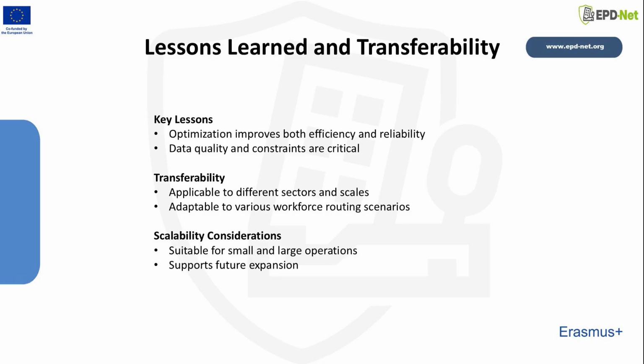One key takeaway is that routing optimization improves both efficiency and service reliability. Another important lesson is the critical role of data quality and well-defined constraints in producing realistic and effective routing solutions. The approaches demonstrated in this case study are transferable to a wide range of sectors and operational contexts. Workforce routing optimization can be applied to various industries, including utilities, maintenance services, inspections, and logistics.